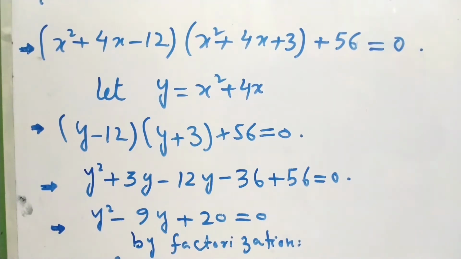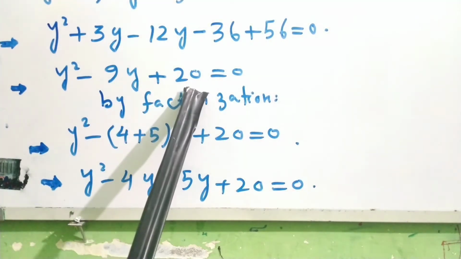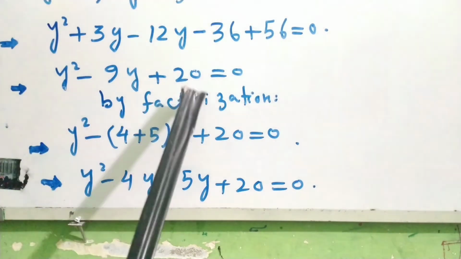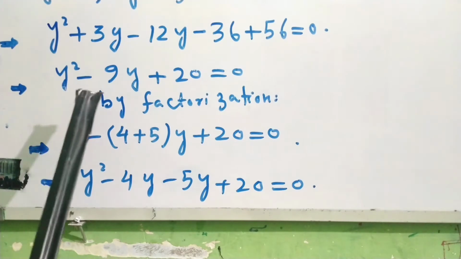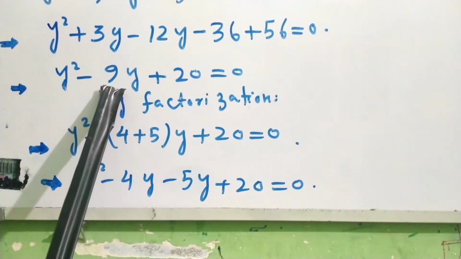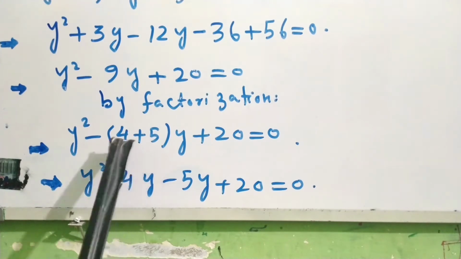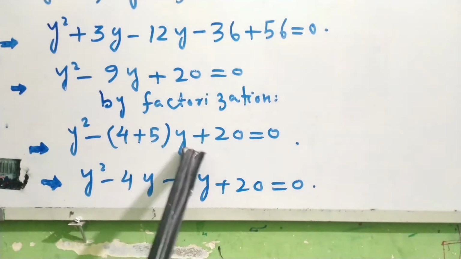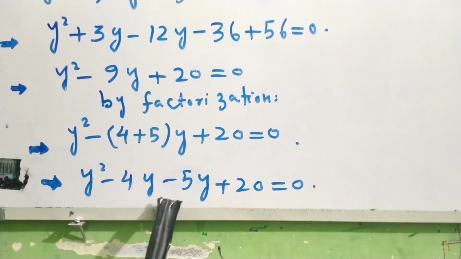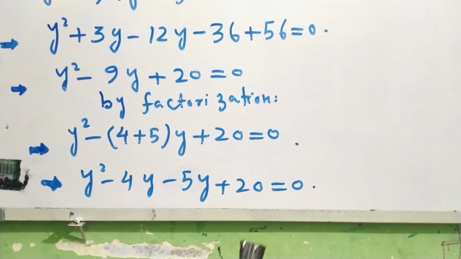Now by factorization, the middle term is 9, and the last term is 20. The coefficient of y² is 1, multiplied by 20 is equal to 20. We have to find two numbers which multiply to 20 and add to 9. So 4 plus 5 is equal to 9, and 4 into 5 is equal to 20. So these are the two factors. So y² - 4y - 5y + 20 = 0. We will move further to factorize completely.